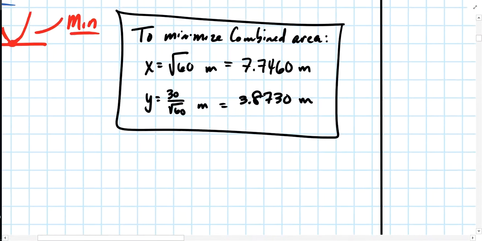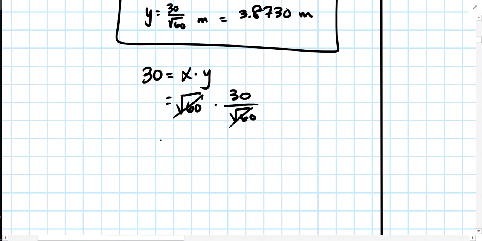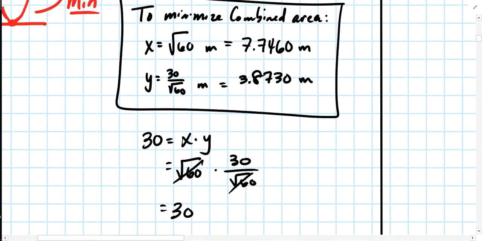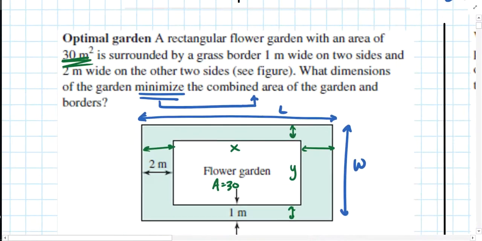And if we were checking our answers, if we wanted to take it one step further, if you're still not convinced or if you need further proof that this is a good answer, you could check, does 30 equal x times y? And certainly in this case it does. Does the square root of 60 times 30 divided by the square root of 60 equal 30? And certainly, yes. The square root of 60s will cancel and we've got 30. So again, x and y, the dimensions of the garden, not the combined area. And as it turns out, the instructions were very clear in asking for the dimensions of the garden, not the combined length and width of the total area.